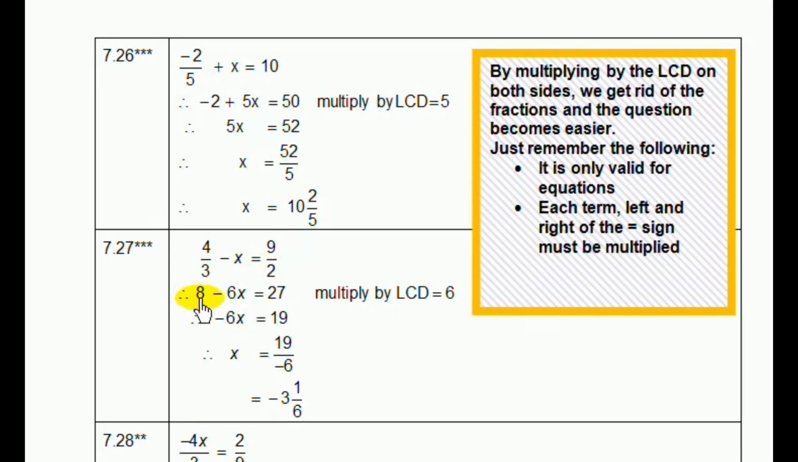Take away that plus 8 by subtracting it, so minus 6x is 19, and then you can divide by minus 6 on each side. That improper one, have a look at the plus and the minus that have to be divided, so your answer will be negative. 6 goes into 19 3 times, and 1/6 is left.